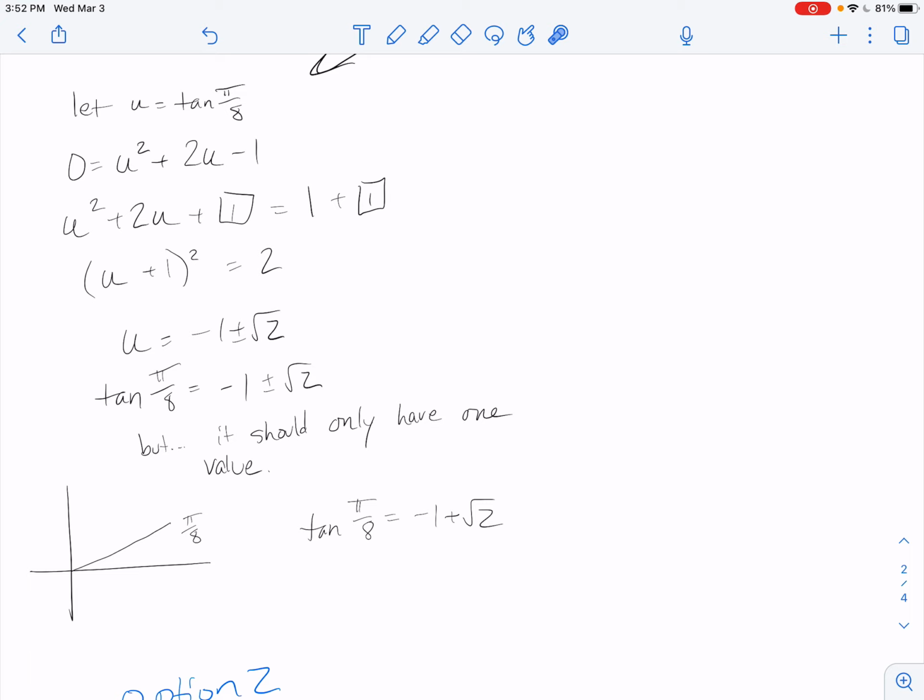But this doesn't tell me if I need the positive one or the negative one. So what I know is that pi over 8 is in quadrant 1 somewhere, and therefore it has to be positive. So I needed the plus sign in there.